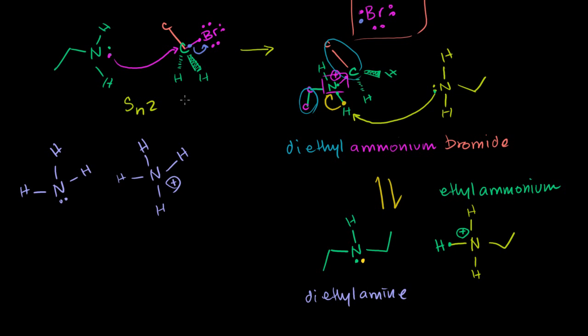But what you can see, through this Sn2 reaction, we were able to essentially get rid of one of these hydrogens and substitute it with another ethyl group. We went from having a primary amine, right? This is bonded to 1 carbon, to having a secondary amine through this Sn2 reaction. It's bonded to 2 carbons.